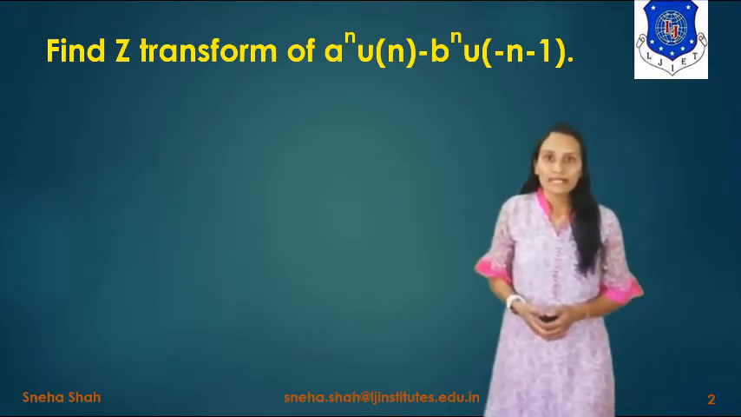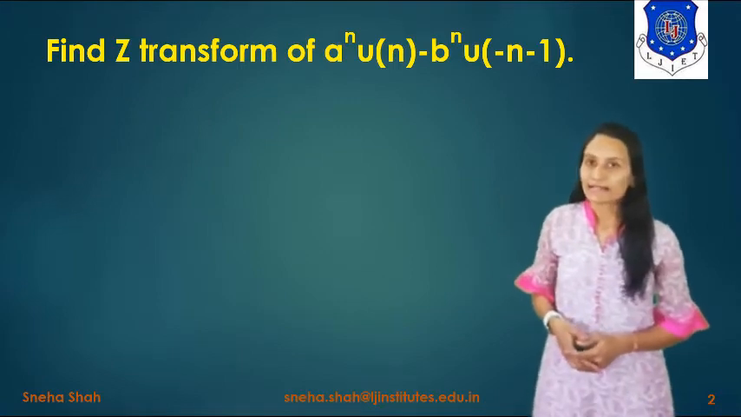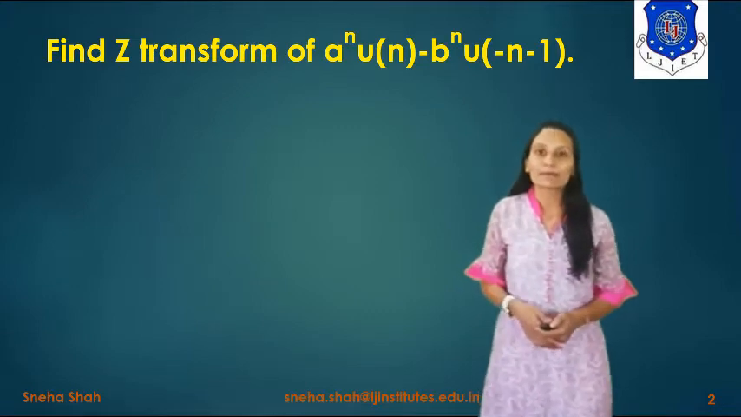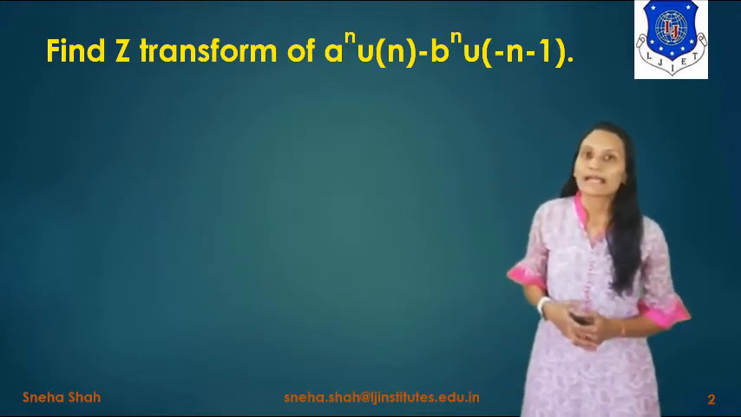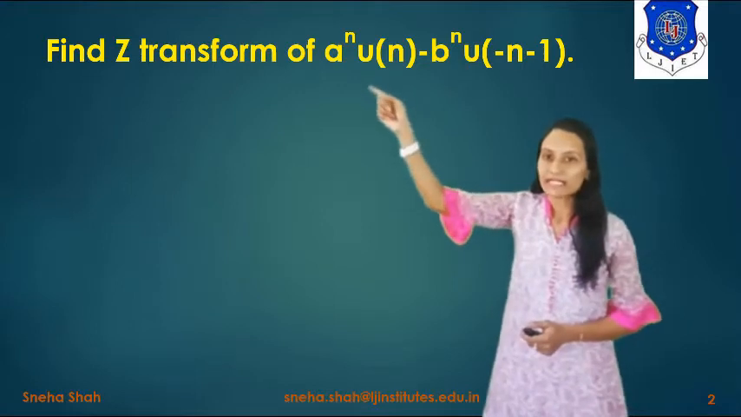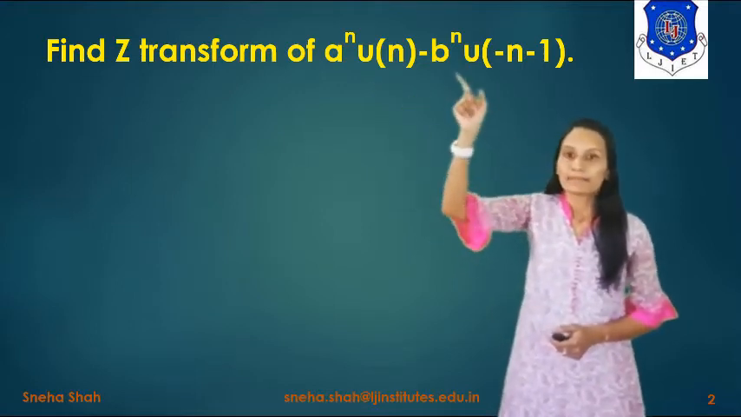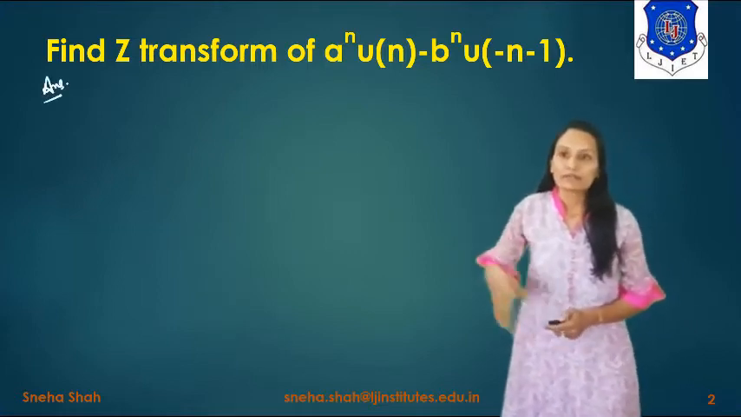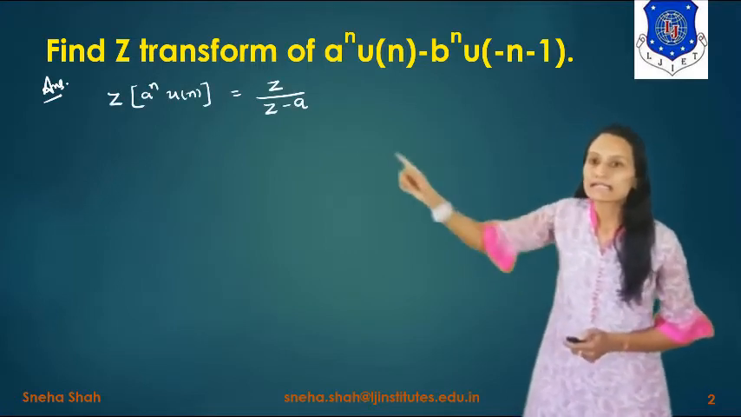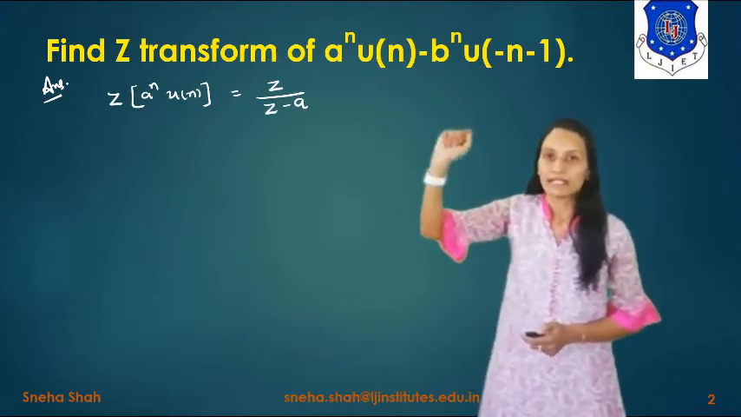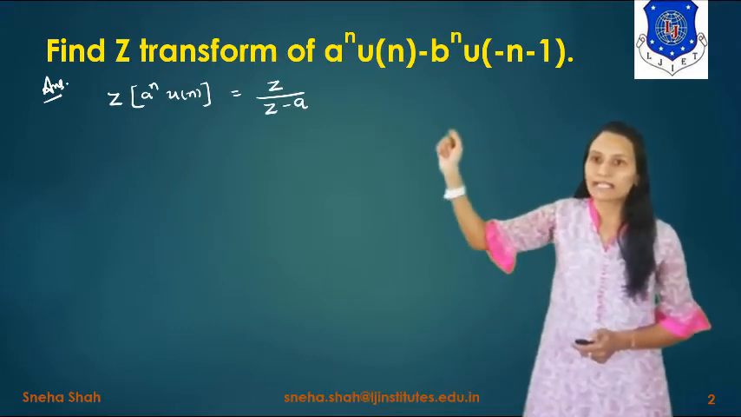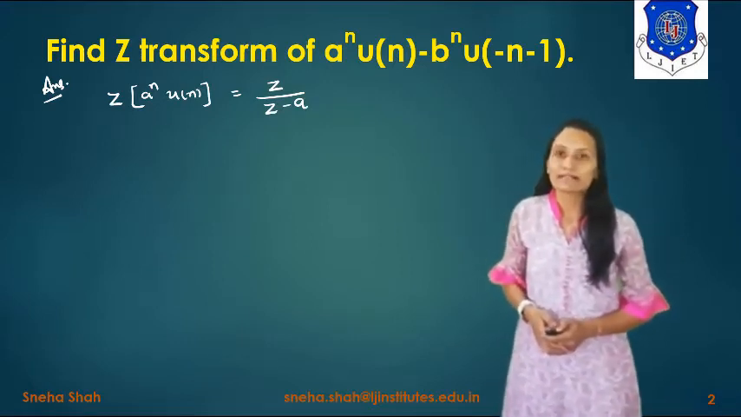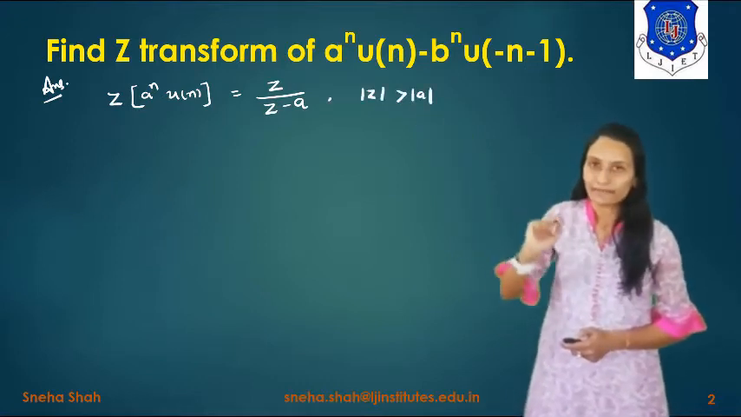As you know, this kind of system is considered a linear time invariant system, so we can apply the linearity property on this. It means we can directly add the Z transform of the a raised to n u of n term with the minus b raised to n u of minus n minus 1 term. Starting with the Z transform of a raised to n u of n, as you know, it equals z upon z minus a, and the ROC of it equals mod z greater than a.